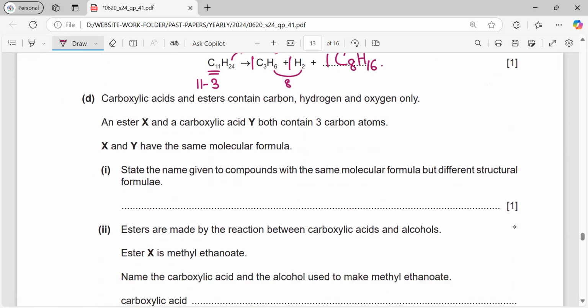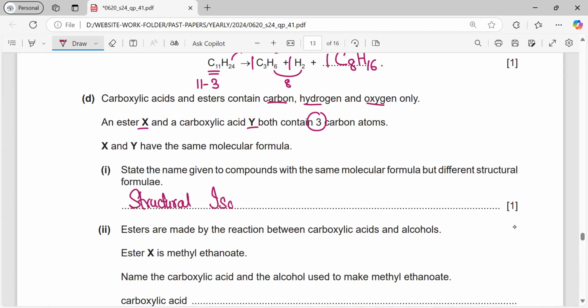Carboxylic acids and esters contain carbon, hydrogen, and oxygen. An ester X and a carboxylic acid Y both contain 3 carbon atoms. An ester X and a carboxylic acid Y, are these 2 different compounds? X and Y have the same molecular formula. State the name given to the compounds with the same molecular formula but different structural formula. Very simple. They are called structural isomers.